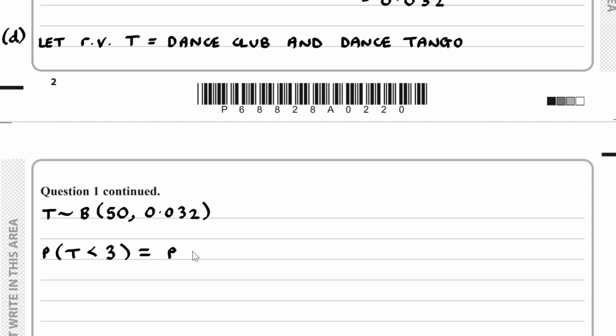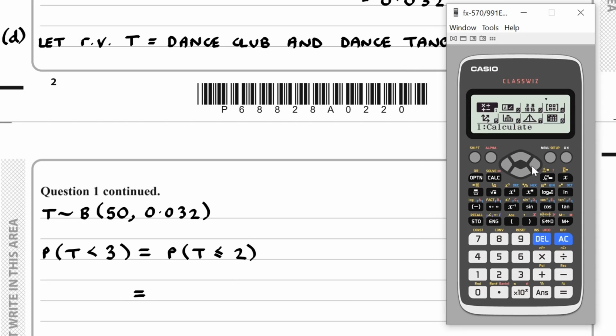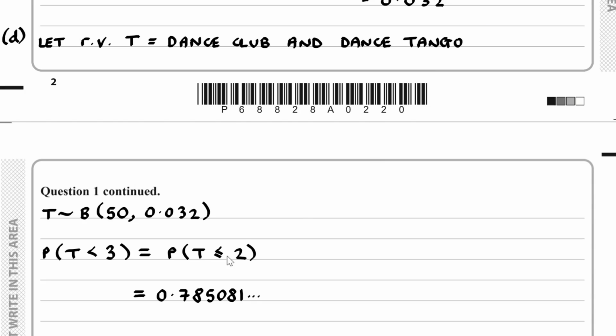Well, this is the same as the probability that T is less than or equal to 2. And if we work this out using our calculator, if we go to the distribution section, binomial CD, variable X is 2, n is 50, and p is 0.032, it turns out we get 0.785081, etc. So the probability that fewer than 3 of these students are members of the university dance club and can dance the tango is 0.785081, etc.